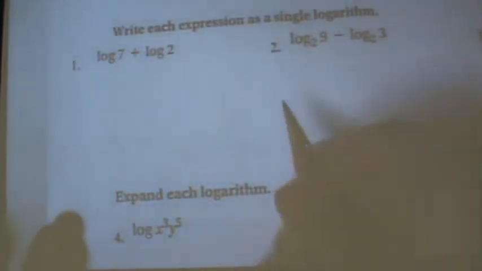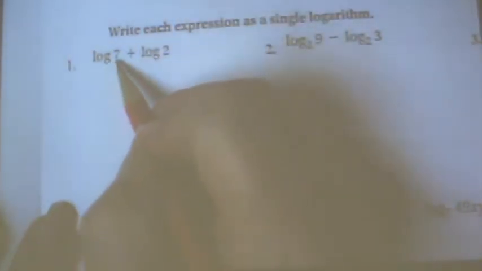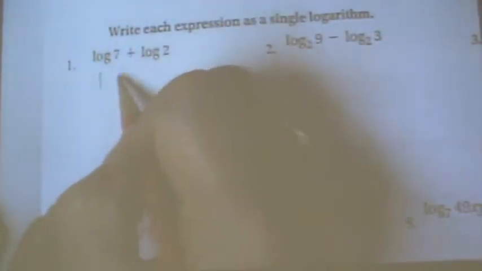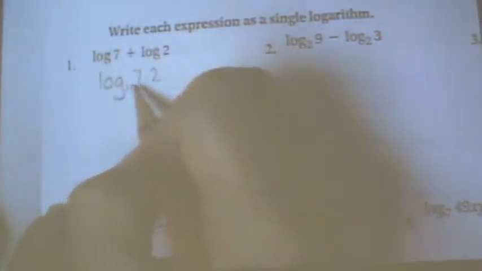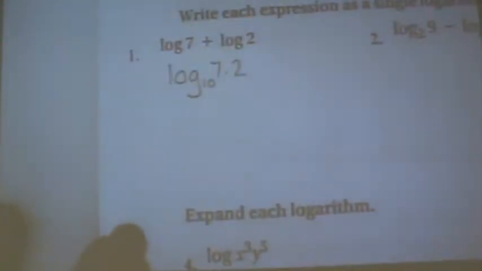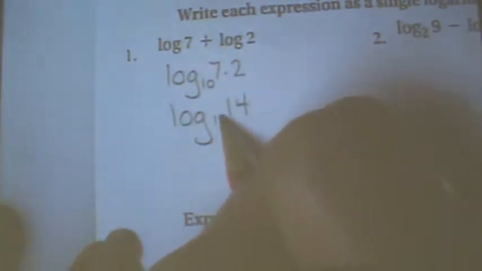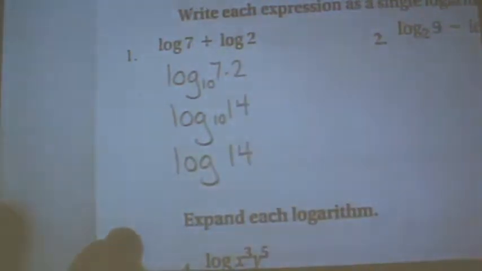7.4 homework. The first three problems are asking you to express these as a single log. So this says log of 7, and these are both base 10, plus log of 2 base 10. If it's a plus sign, you are going to multiply 7 times 2. Now you do not have to have the 10 there, but if you have it, that's fine. So how can you simplify this? This would be log of 14 base 10, or you could just write log of 14. 7 times 2 is 14.